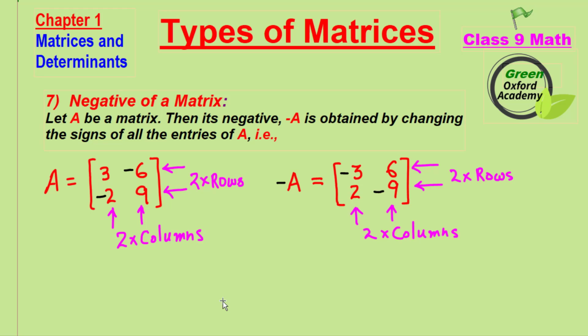The elements of matrix A are positive 3, minus 2, minus 6, and positive 9. Now, by changing the signs of the elements of matrix A, we have a negative matrix, minus A, and the elements of the negative matrix are minus 3, positive 2, positive 6, and minus 9. Students, you may have clearly noticed that a negative matrix is obtained only by changing the signs of all the elements of matrix A.